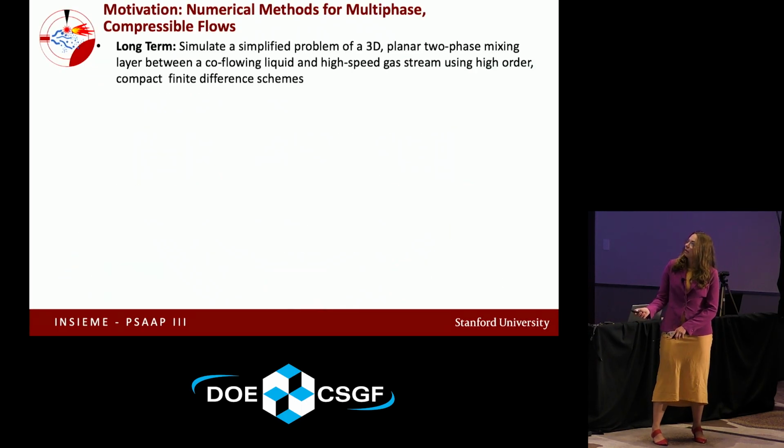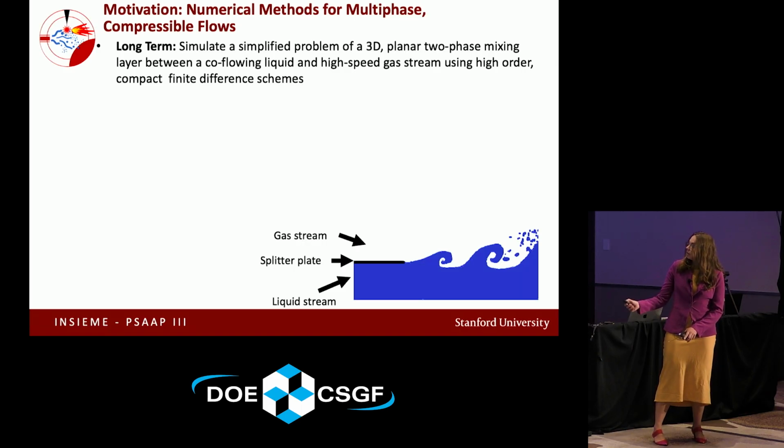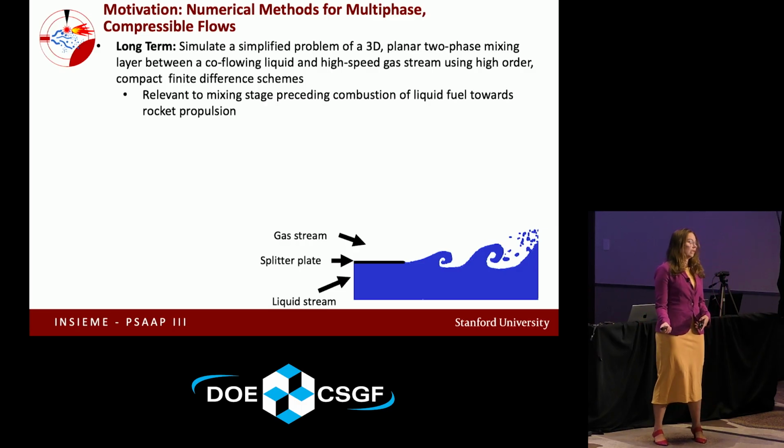So what am I interested in? I'm interested in simulating a 3D planar 2-phase mixing layer. What this consists of is a high-speed gas stream flowing next to a liquid stream. And this is prototypical of a process called atomization, where this liquid stream becomes unstable, has ligaments that stretch out and eventually break up into droplets. It has a lot of different applications in different spray processes, as well as combustion. We're particularly interested in the mixing stage preceding combustion in rockets.